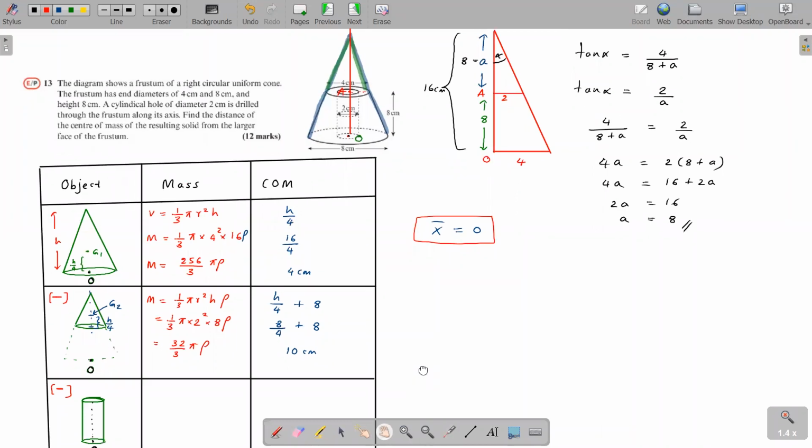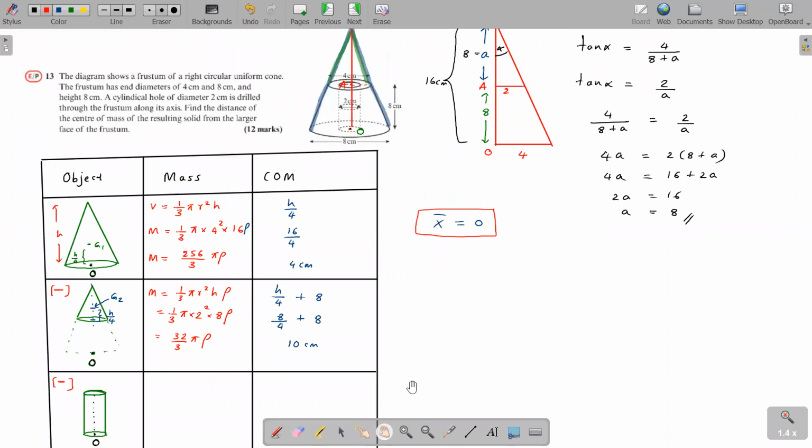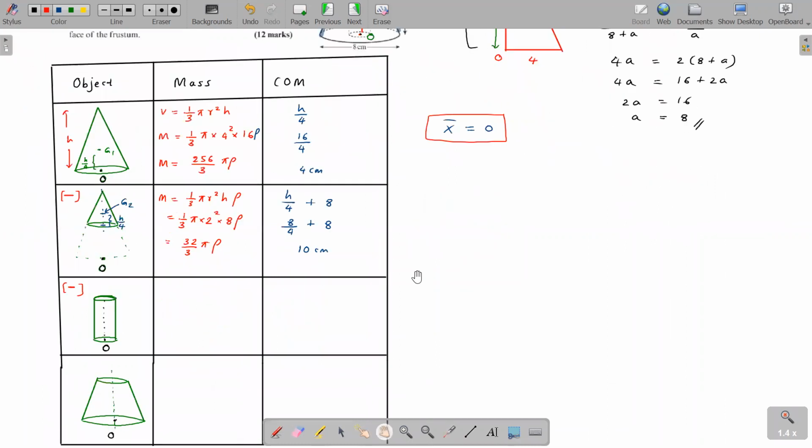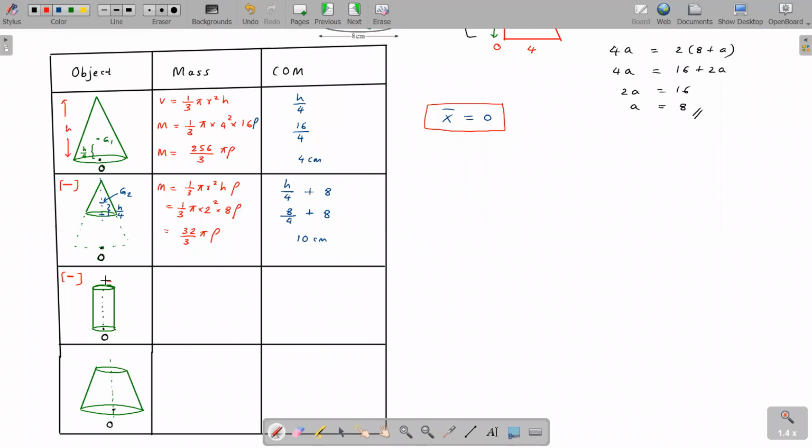All right, guys. So moving on to the next one: the cylinder that you are removing. This cylinder clearly has a height of 8 centimeters, and it is a cylindrical hole of diameter 2 centimeters, which means the radius of the cylinder is 1 centimeter, right? For the mass, you need to remember the formulas. When it comes to the center of mass lesson, you need to recall all the volume formulas that you learned in your O levels.